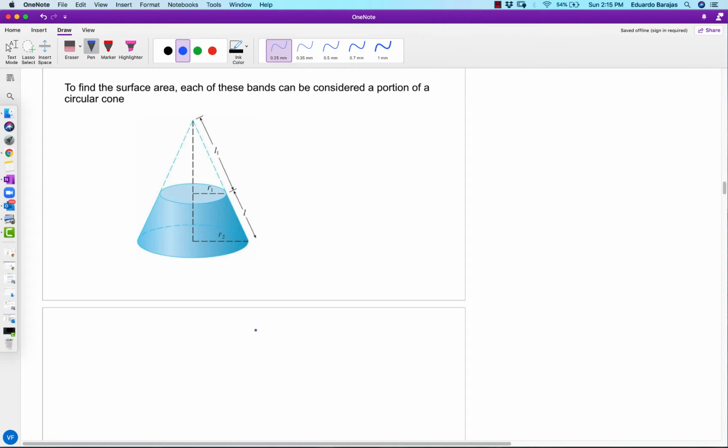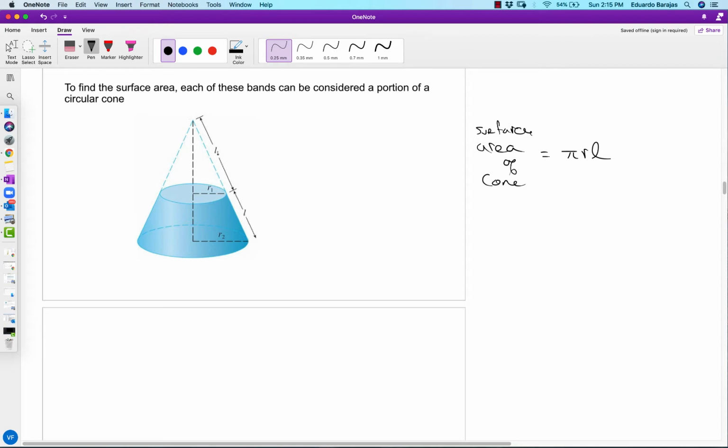Next, let's consider a similar situation. Let's say that we have a cone and we want to find the surface area, but we don't want to find the surface area of the entire cone. We want to find the surface area of a portion of that cone, this partial cone thing like this. So we already established that the surface area of a cone is this really nice little formula, pi r L.